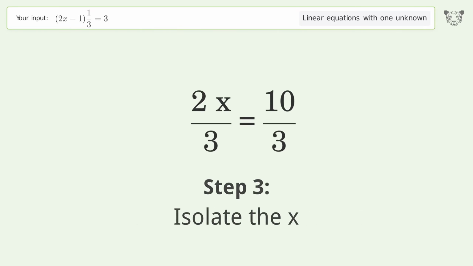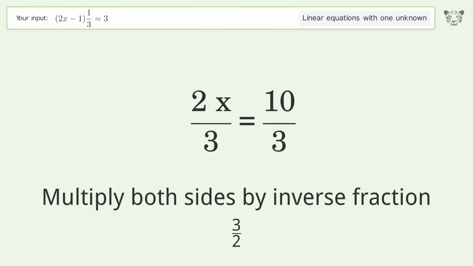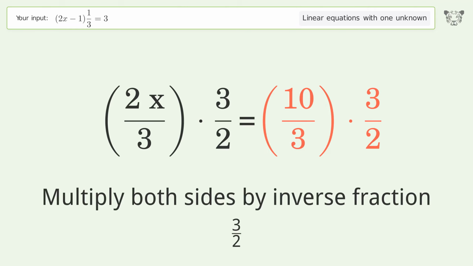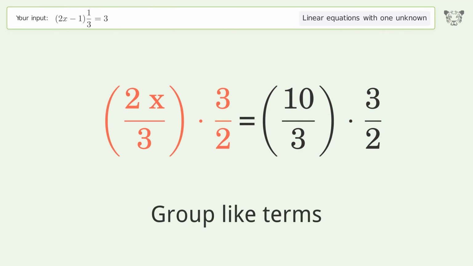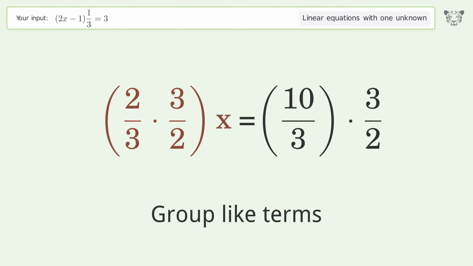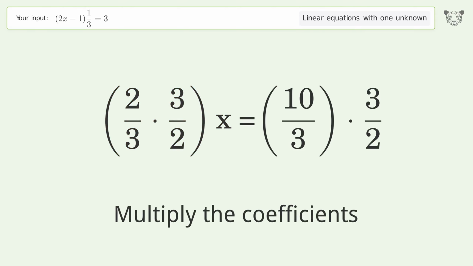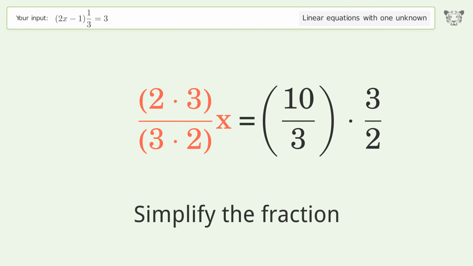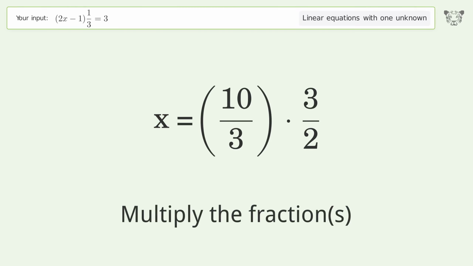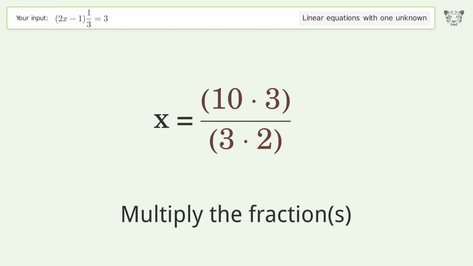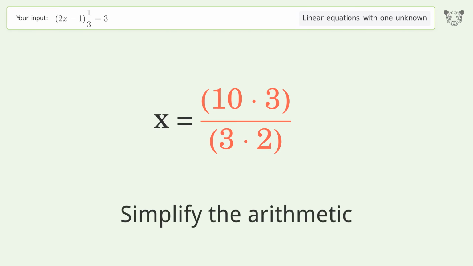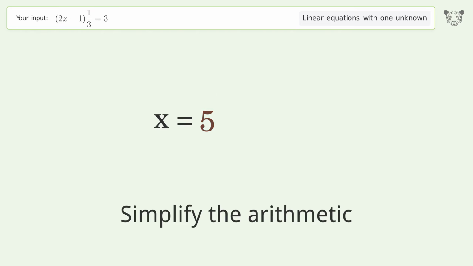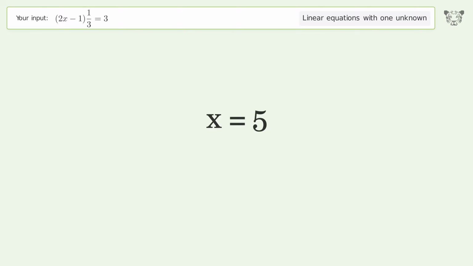Isolate the x. Multiply both sides by inverse fraction 3/2. Group like terms. Multiply the coefficients. Simplify the fraction. Multiply the fractions. Simplify the arithmetic. And so the final result is x equals 5.